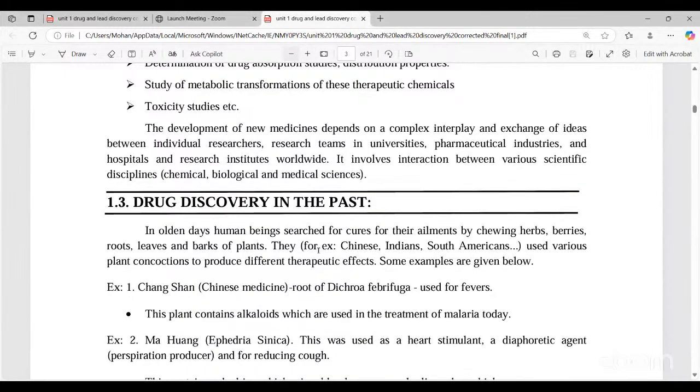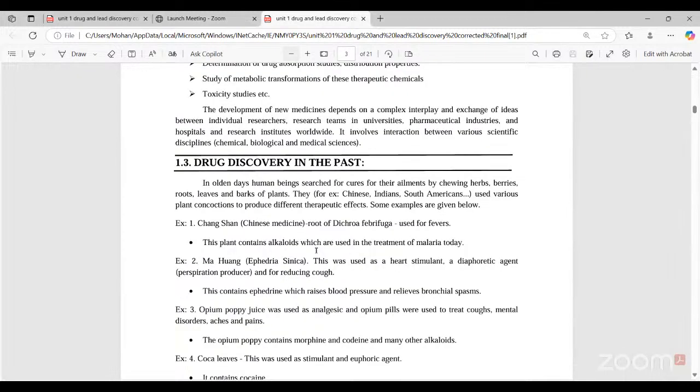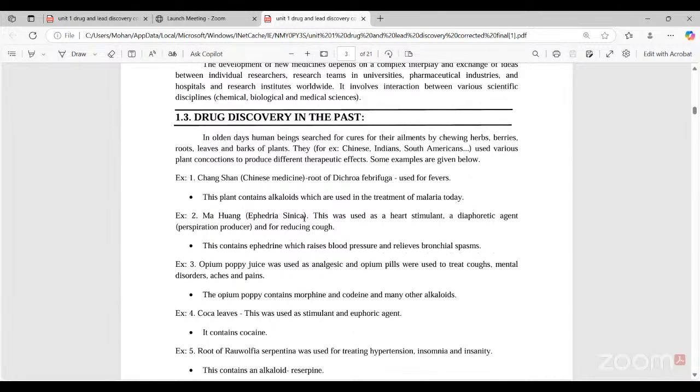We search for the cures for their ailments by chewing herbs, stems, roots, leaves, and barks of the plants. Here some examples are given where plants or drugs are used in the treatment of malaria. This one is ephedra, right?